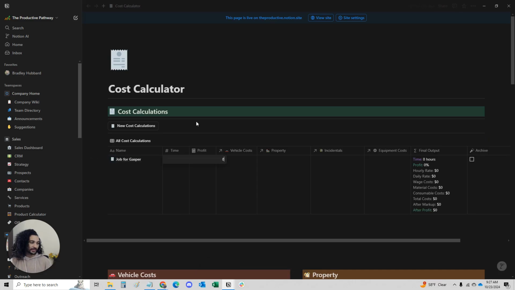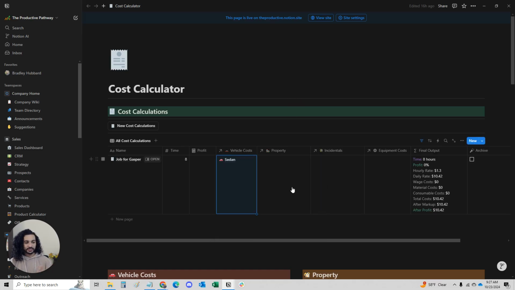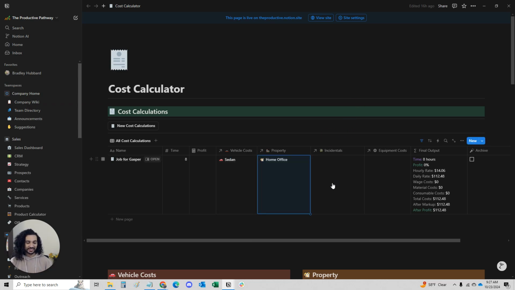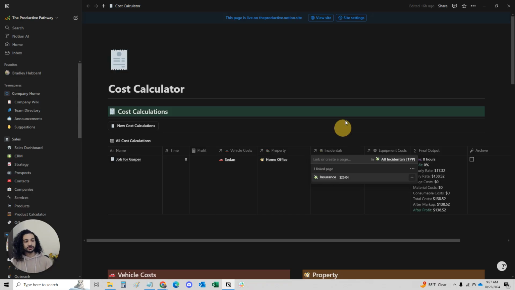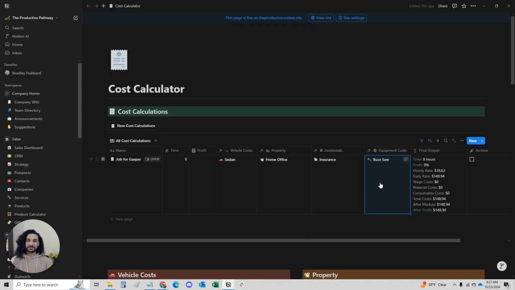We would say that we worked 8 hours, and whatever vehicles we used, we're able to break that down into the standard daily rate. Where if we had a sedan, its daily rate is $10.42. If we're using the home office, its daily rate is $102. And then if we're using the insurance as incidentals, or any of the buzz saws, which were pretty expensive, that's a daily rate of $10.42. Put it all over to your daily rate, and that shows how much it costs you for this job. Because we used 8 hours, we're able to divide that by 8 hours and get our total cost. Because it's a single day, that's what a single day is.